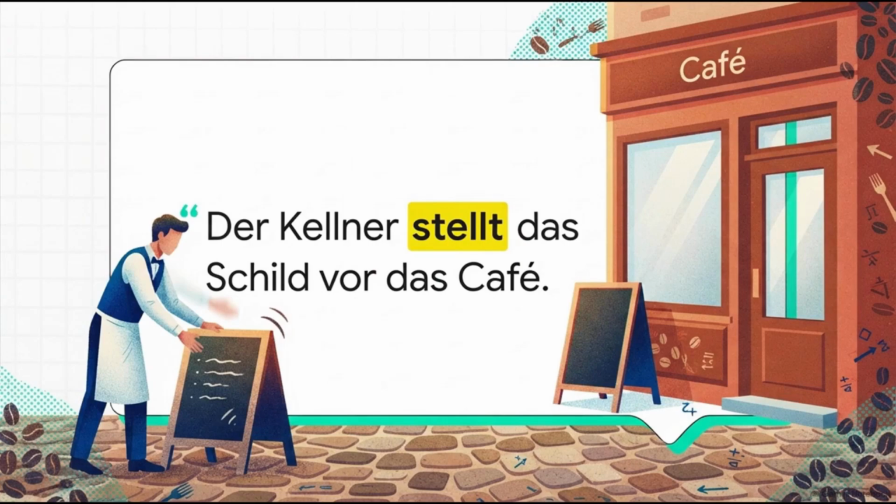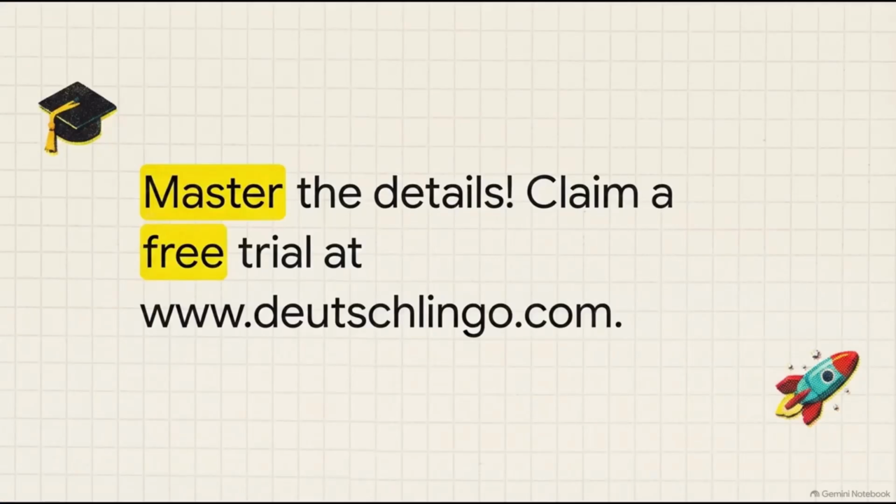So we use stellt. And because there is movement to a destination, we use the two-way preposition vor with the accusative case, vor das Café. Der Kellner stellt das Schild vor das Café. And just like that, you have completely conquered 4 of the most confusing verbs in the entire A2 German vocabulary.